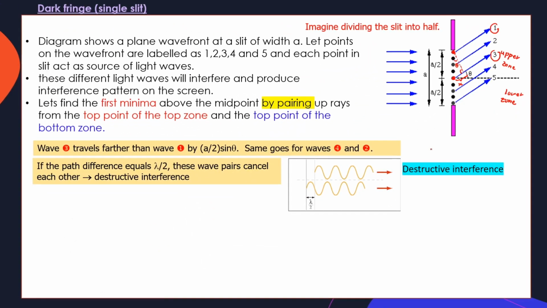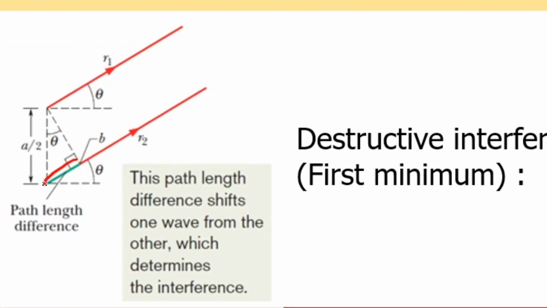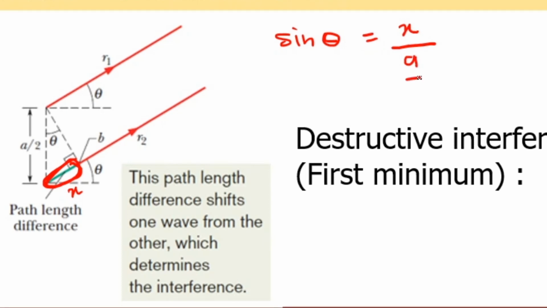So when we focus on the triangle here, this we call the path difference. Look at the bottom here. So when we write sine theta, since we denote this as x, sine theta is equal to x over A over 2, since the hypotenuse of the triangle here is A over 2. So rearrange this equation, we will get the path difference.